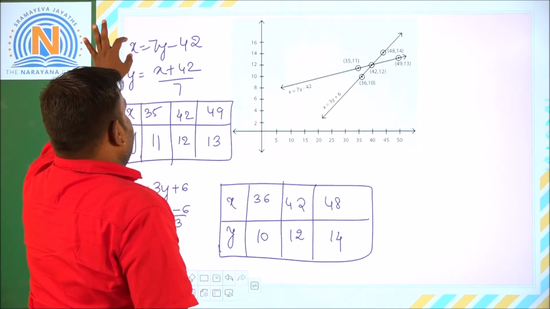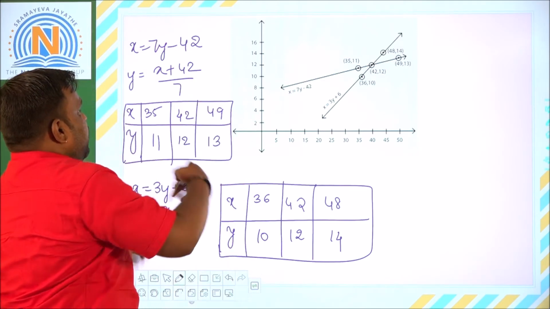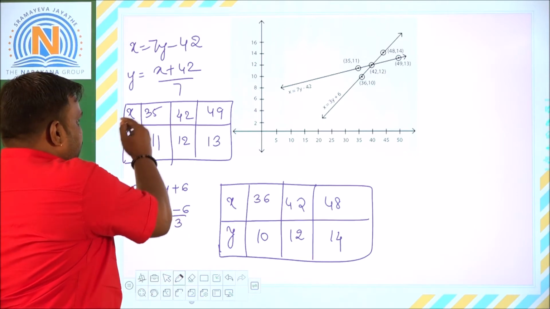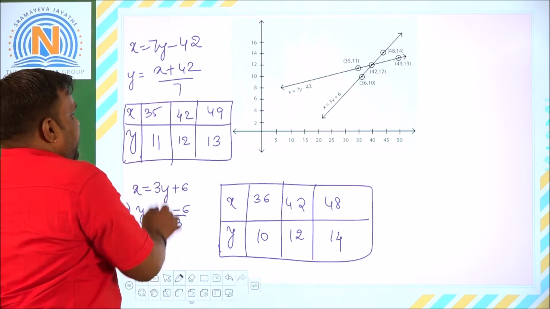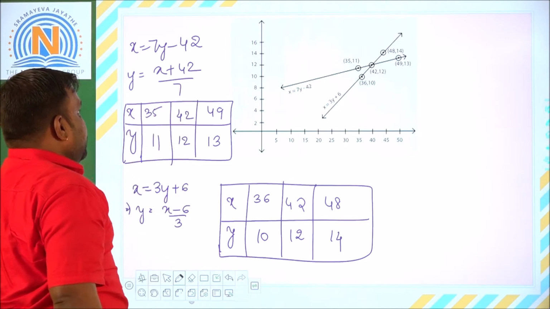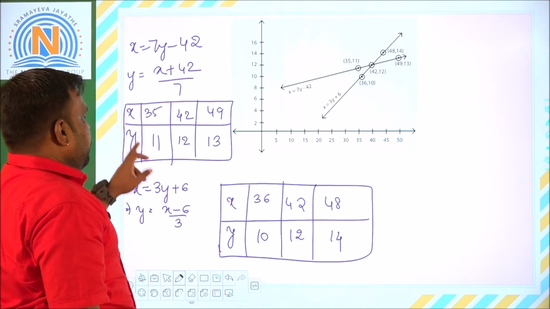So the first equation will be x equal to 7y minus 42. From here y is equal to (x plus 42) by 7. Now when you take the x value as 35, it will be 35 plus 42, that is 77, by 7, which will be 11.